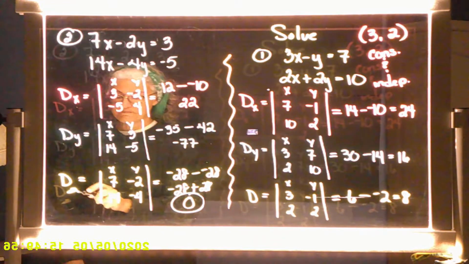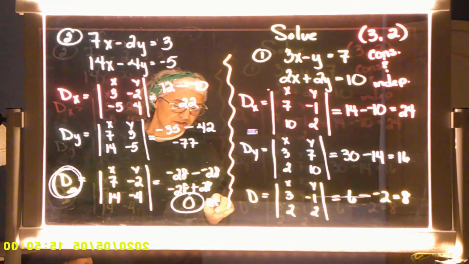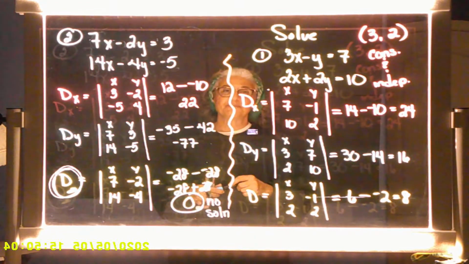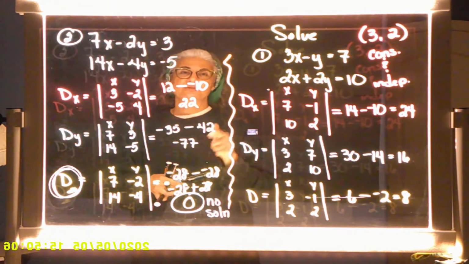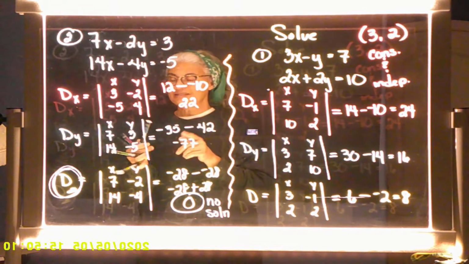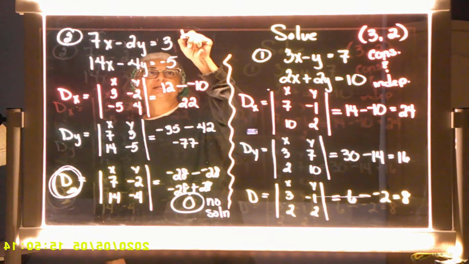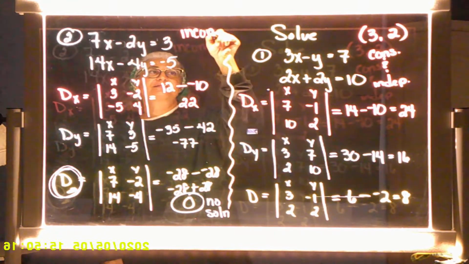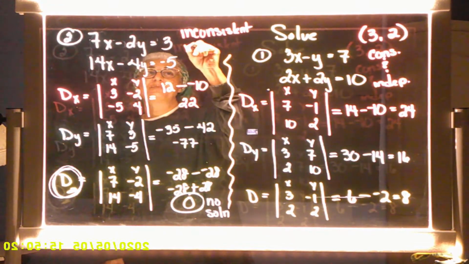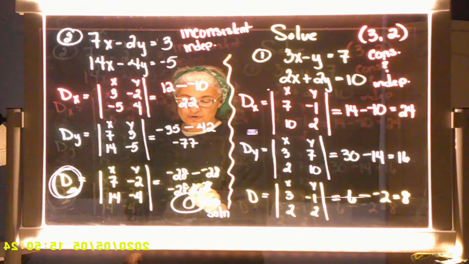This means when the main determinant is 0, this means no solution. That's what that means. That means no solution at all. None at all. This system has no solution. This system is inconsistent. It's still independent, but it's inconsistent because it has no solution.